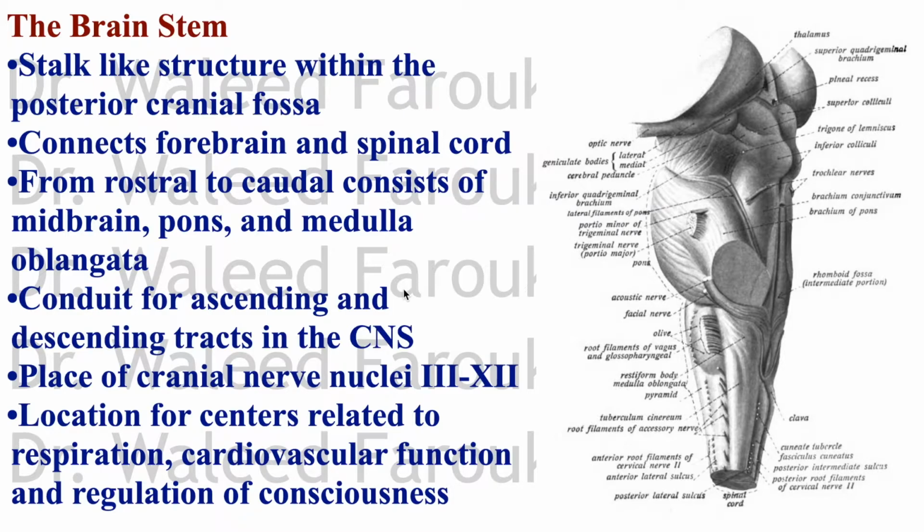and it connects the forebrain and spinal cord. It runs from rostral to caudal and consists of midbrain, pons, and medulla oblongata. This means the midbrain is the highest structure, and the medulla oblongata is the lowest one that continues as the spinal cord, and it acts as a conduit for ascending and descending tracts in the central nervous system.